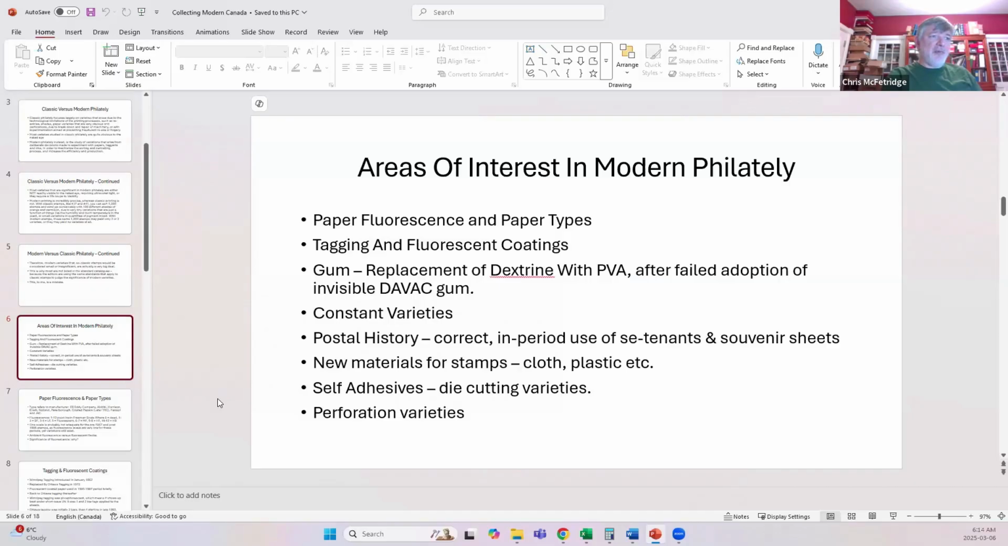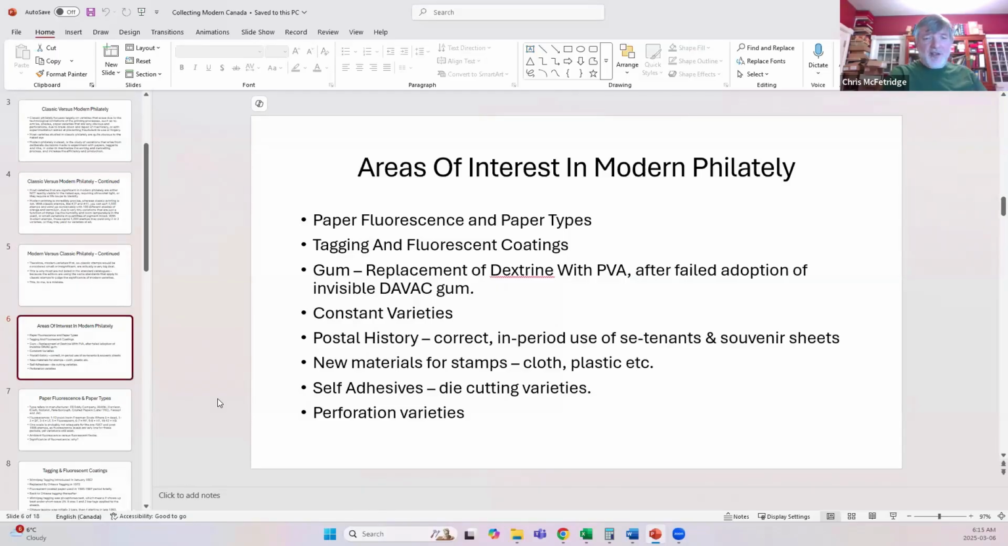So in Canada, we had a dextrin gum, as most countries did in the 50s, which eventually got replaced with PVA. And in between, we had some experimental gums like a Davic gum, which was invisible, and it looked like the stamp had no gum. But it's actually a very invisible gum. It wasn't very good. It didn't stick very well, and it didn't last for more than a couple of issues. And then we had a hybrid type of almost dextrin slash PVA gum, which we had for just a couple of years, which also didn't last.